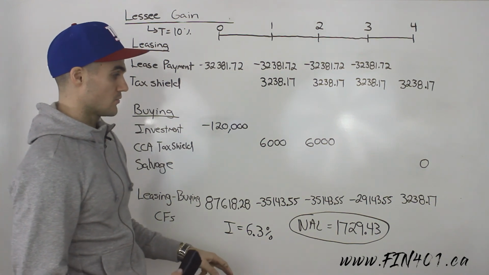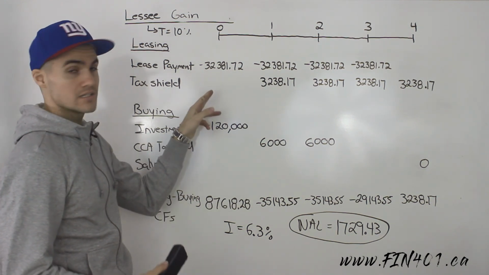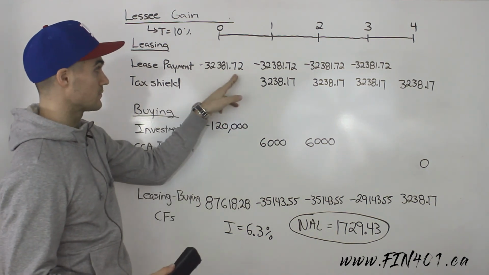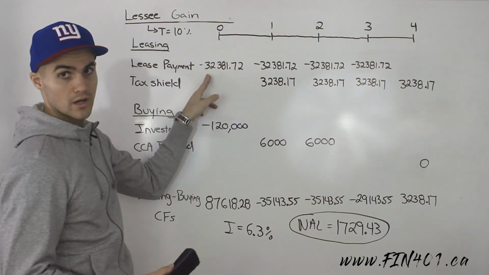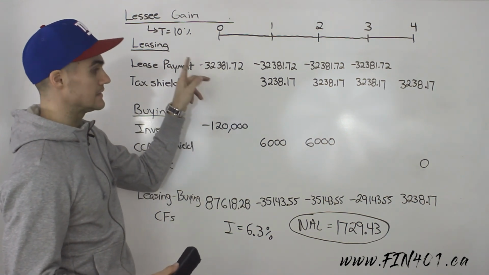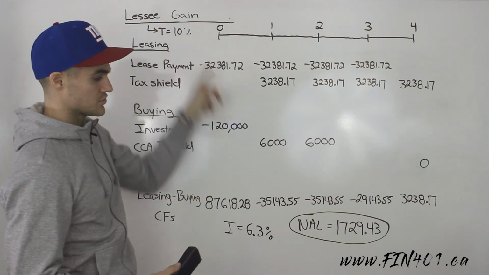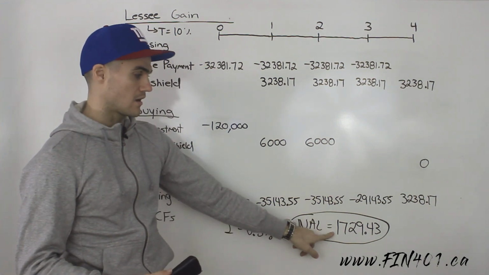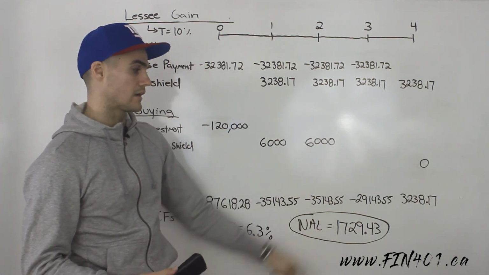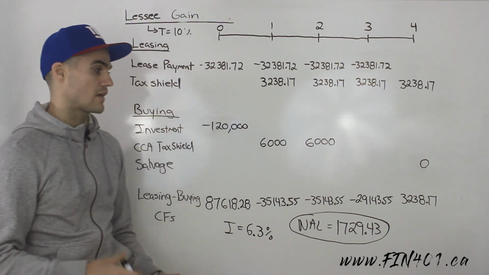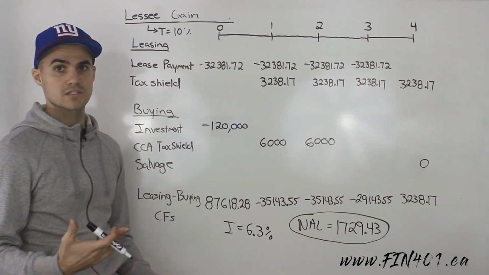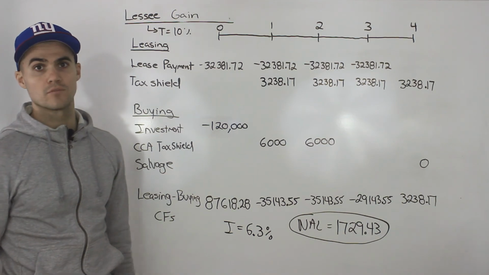So at a break-even lease payment to the lessor of this amount, which we got in Part A, the lessee at a tax rate of 10% will have a gain of $1,729.43. So that is the answer to Part C, and that's a wrap for the question.